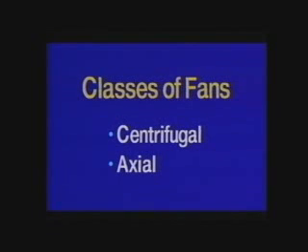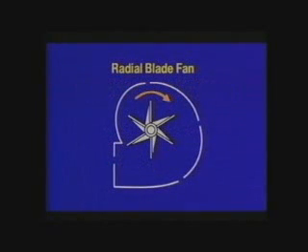centrifugal, in which the airflow is at right angles to the axis of rotation of the rotor, and axial, in which the airflow is parallel to the axis of rotation of the rotor. Centrifugal fans are mostly used in local exhaust systems. The two important types are the radial blade fan and the backward inclined blade fan.